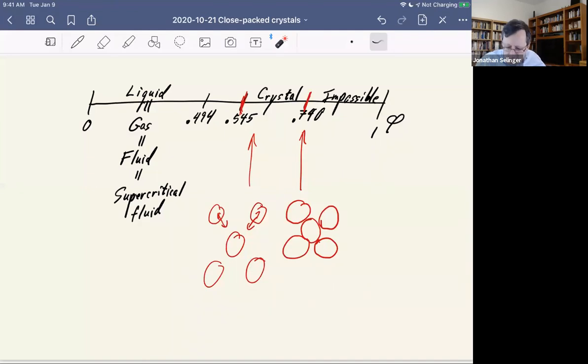Now, what you are all wondering is, what about in this range, right about there? It's not liquid, it's not crystal. You could say it is a range of density which is bigger than the maximum density of the liquid and smaller than the minimum density of the crystal. So this is a range where there must be two-phase coexistence.